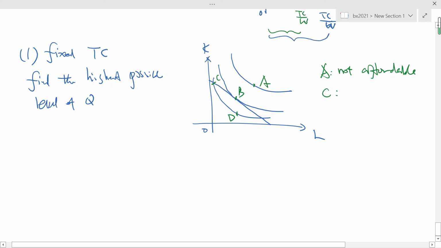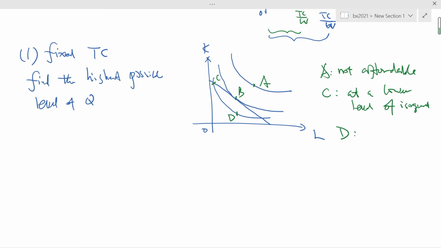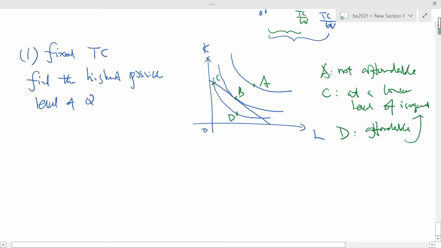C is on our isocost curve, so it is affordable to us. However, it is at a lower level of isoquant curve. D is below the isocost curve, so it's also within our budget, so it's affordable. However, again, similar to C, it is at a lower level of isoquant. So the optimal choice is bundle, point B.